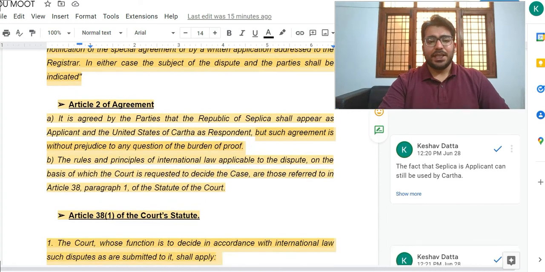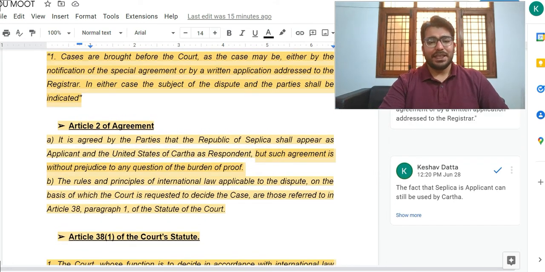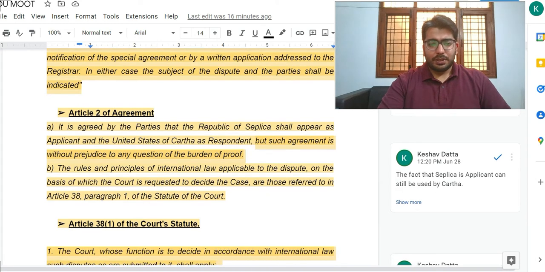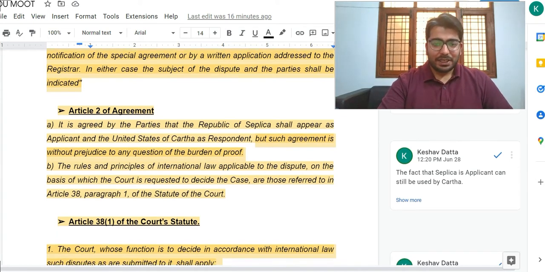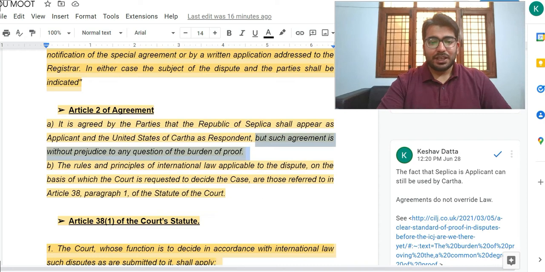The next thing is Article 2 of the agreement, which says that it is agreed by all parties that the Republic of Seplica shall appear as an applicant and Kartha as respondent, and so forth. Now, one important thing to be noted here is that it is stated in the agreement that such agreement is without prejudice to any questions of the burden of proof.